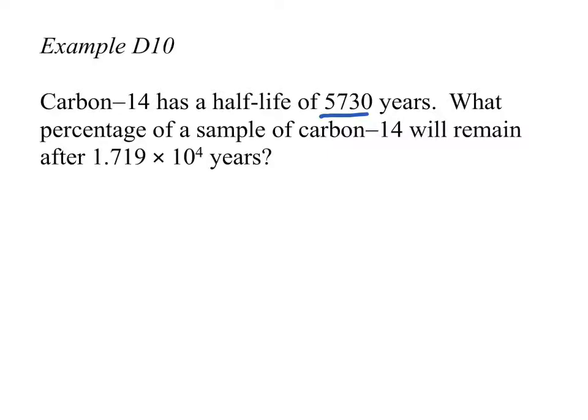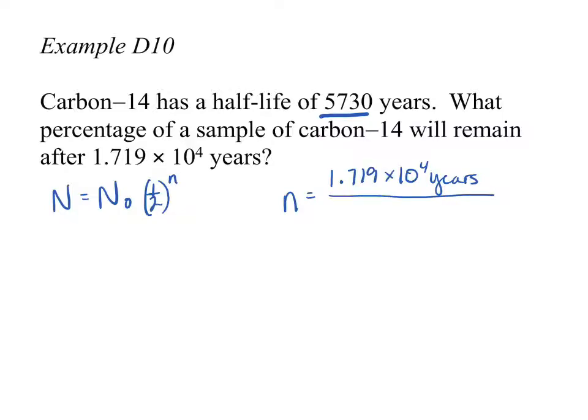So, I want to know how much is there after 1.719 times 10 to the 4 years. So we have N is equal to N naught times 1/2 to the power of n. Of course, n being the total number of years we have, or the total time we have, divided by the half-life, okay? Because again, n is how many half-lives have happened. So that's what n is going to be in this situation.